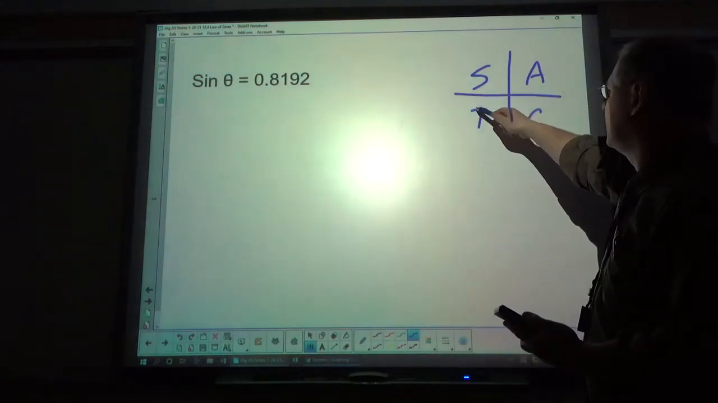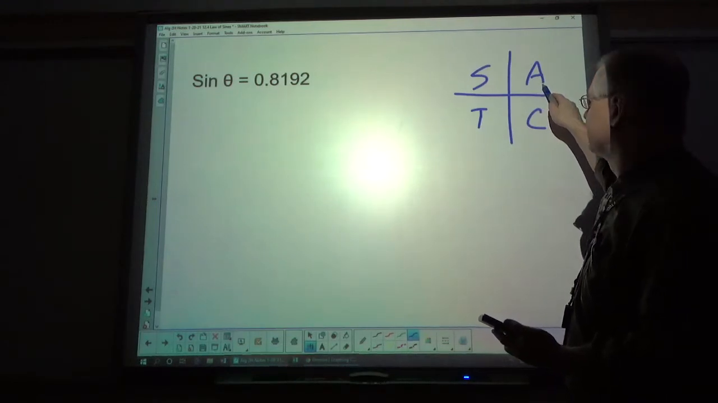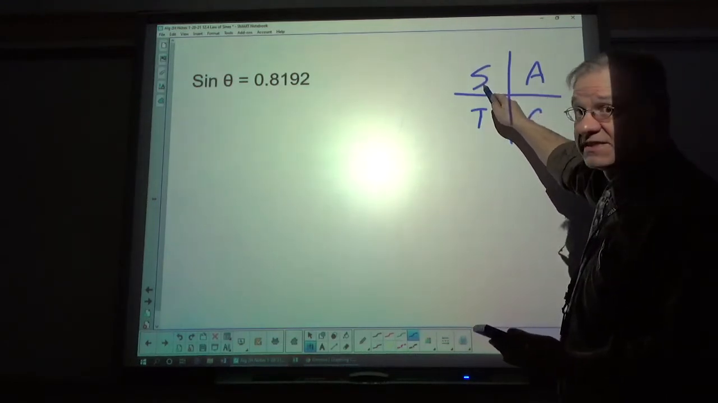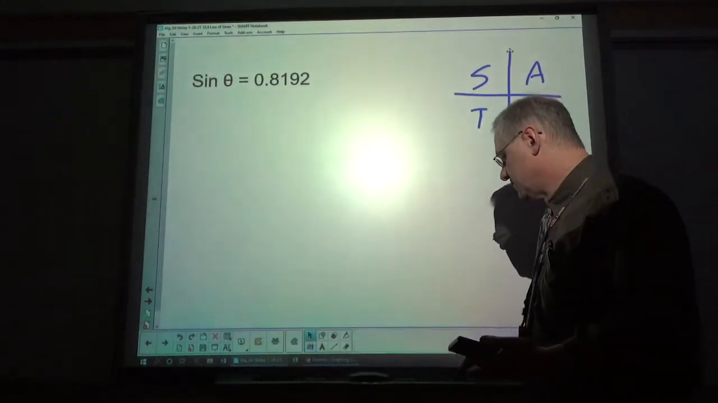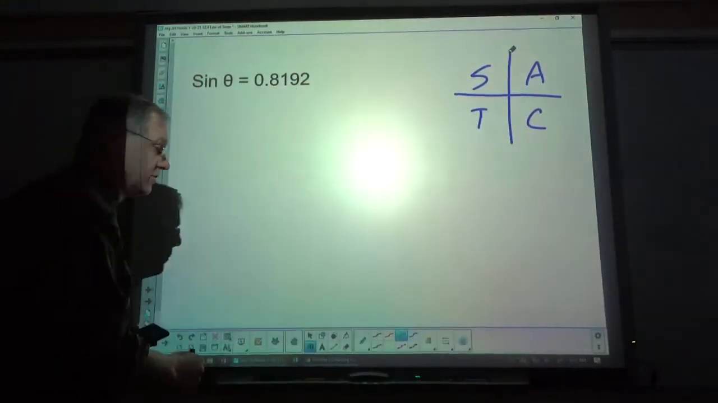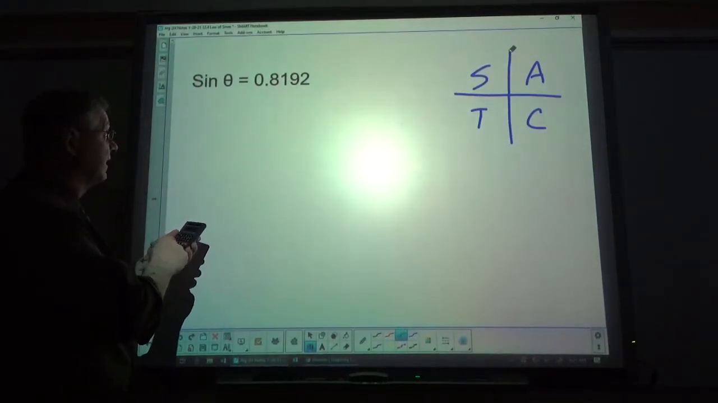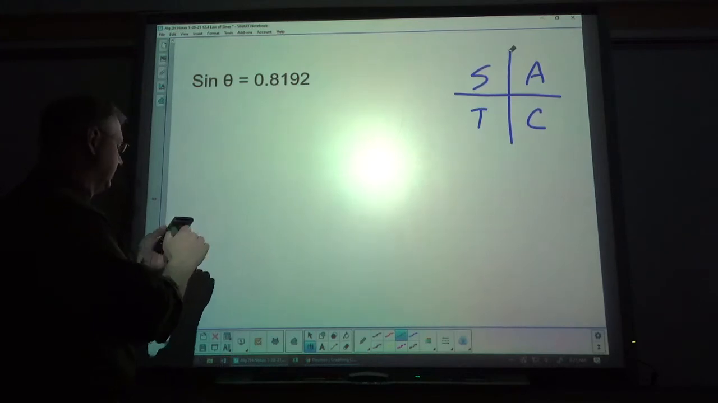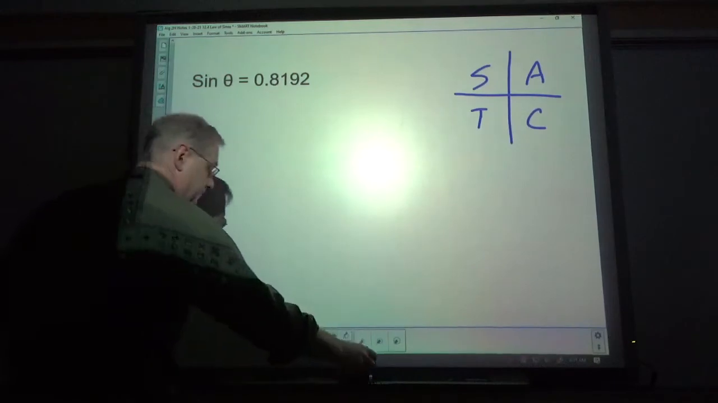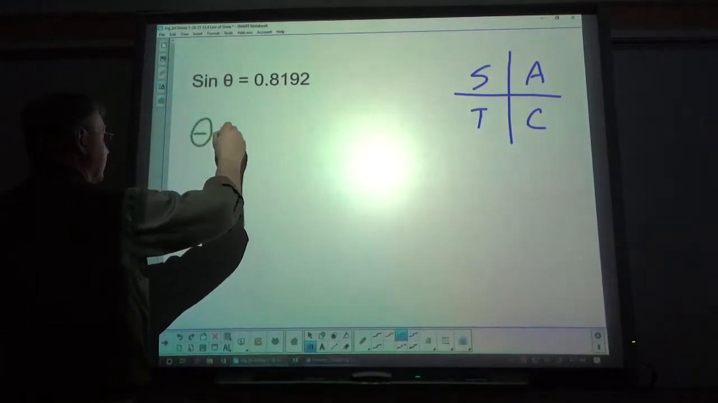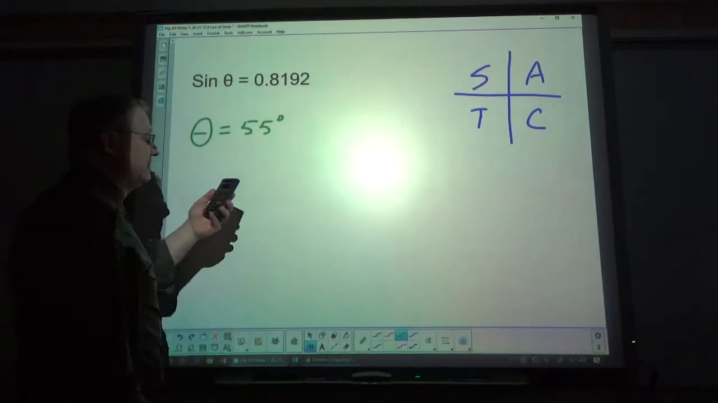All students take calculus, right? All trig functions are positive in the first quadrant. Sine is positive in the second. So that's positive. So there's two possible answers here. The first, inverse sine of 0.8192 gives theta, which is approximately 55 degrees.